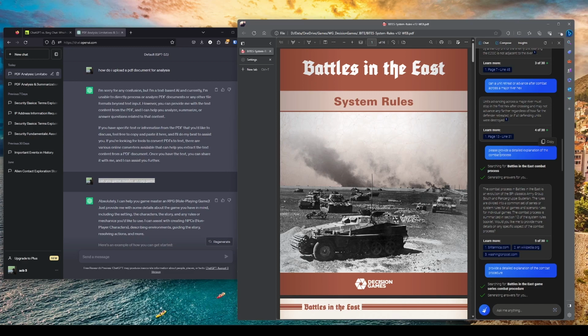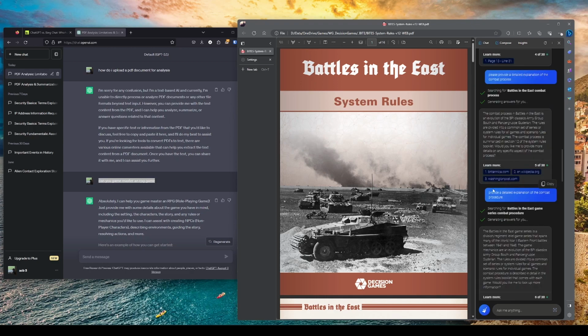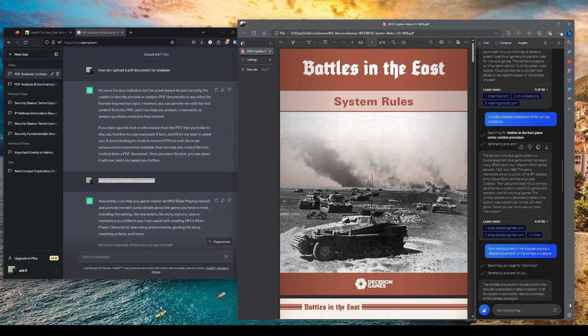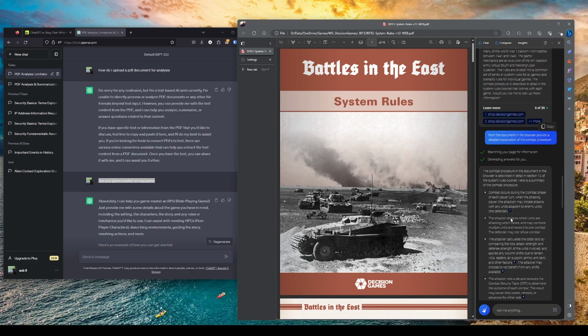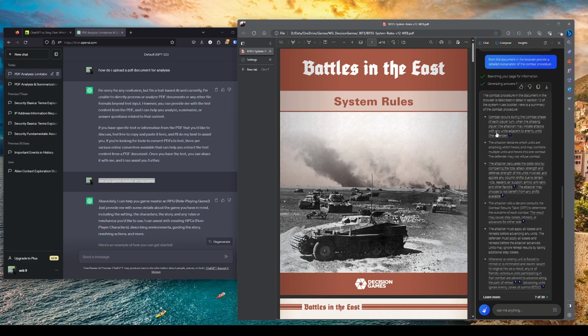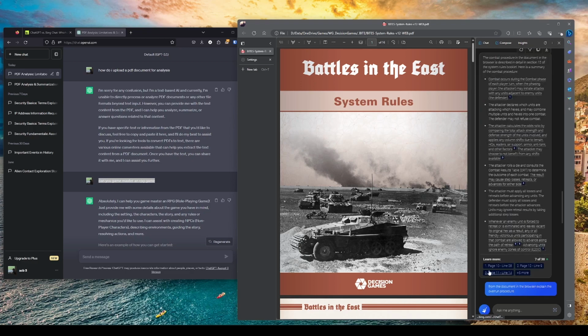Then another example: please provide a detailed explanation of the combat process. Now the problem here was I think it lost its context and it started going out on the web. Britannica, Wikipedia. So I asked it again, please, well, now I tried procedure and again it's still going to Decision Games here, but then I added 'from the document in the browser,' provide a detailed explanation of the combat procedure. And it does, with references.